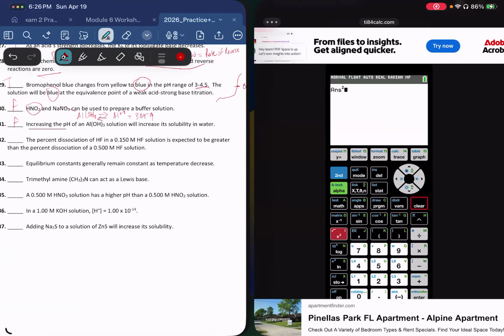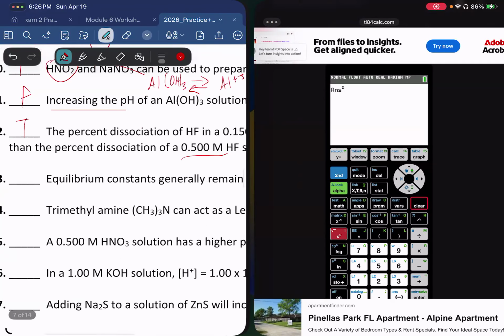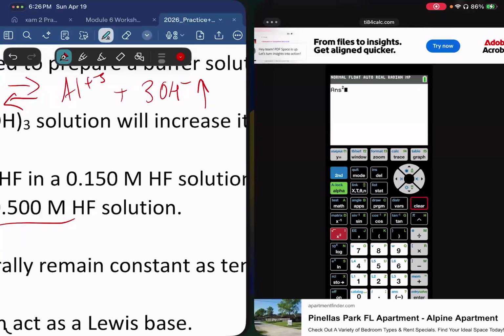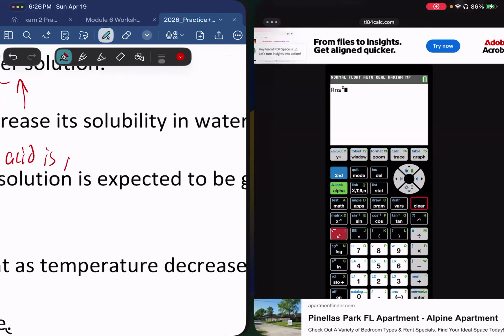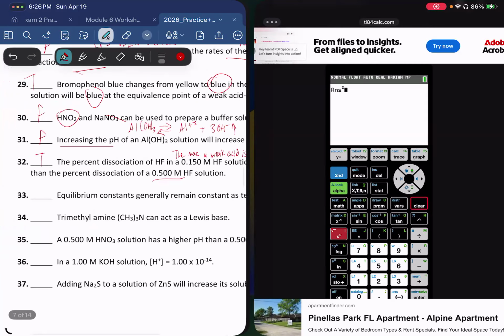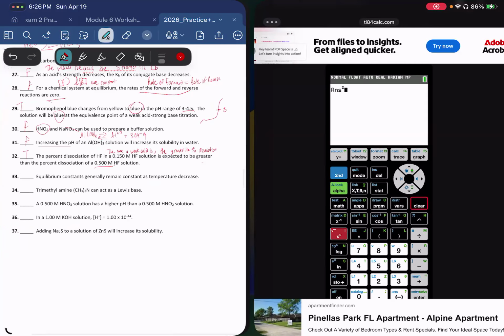32, the percent association of HF at this concentration will be greater than the percent association at 0.5. This is true. This is based off the concept of percent association. All you need to know is that the more dilute a weak acid is, the greater the percent association. If you don't know it, write it out and make sure you know it. That's just a constant concept that you should know.